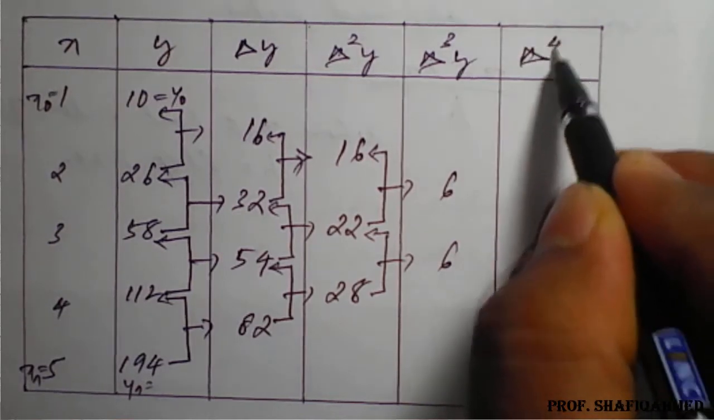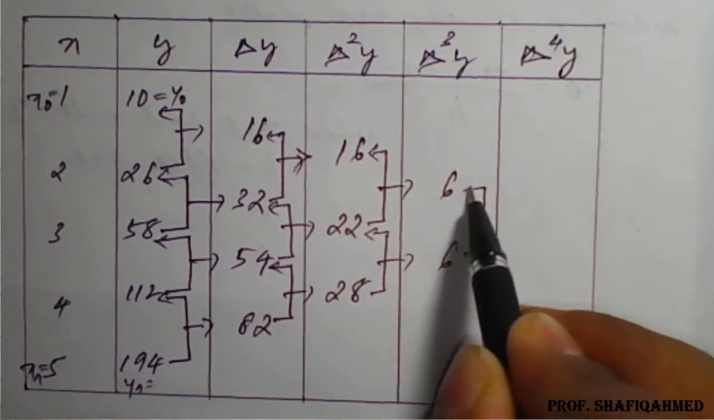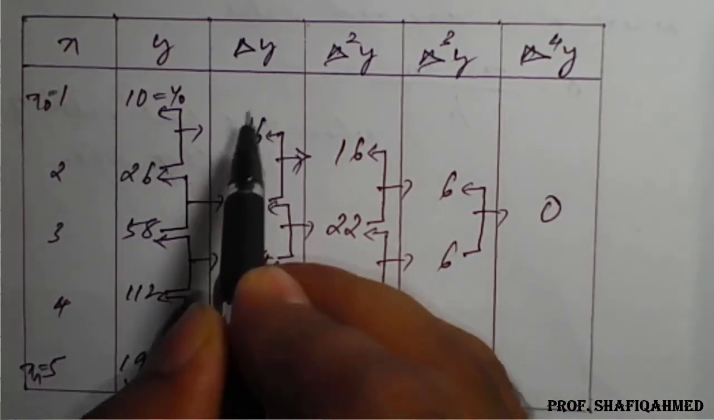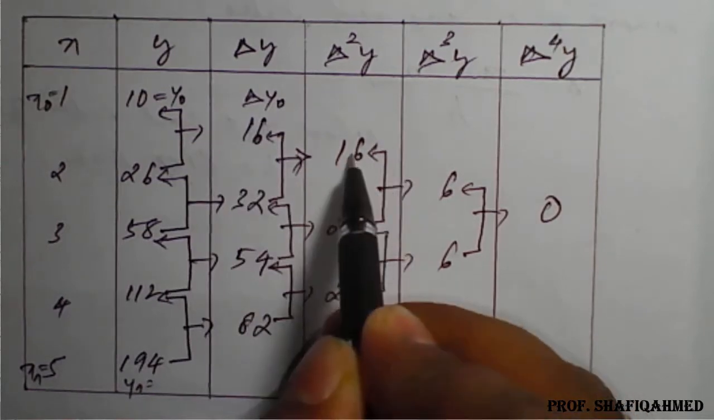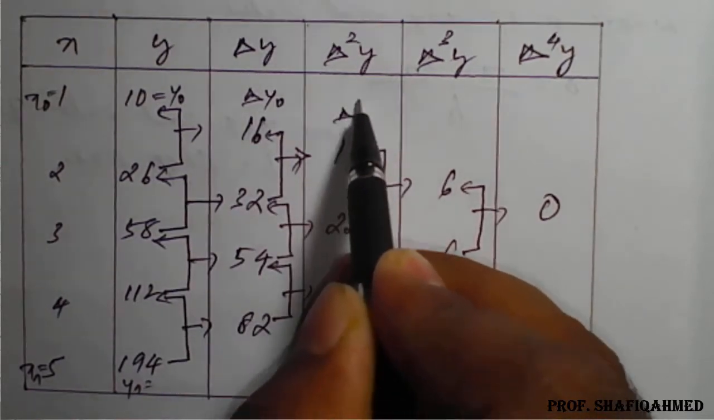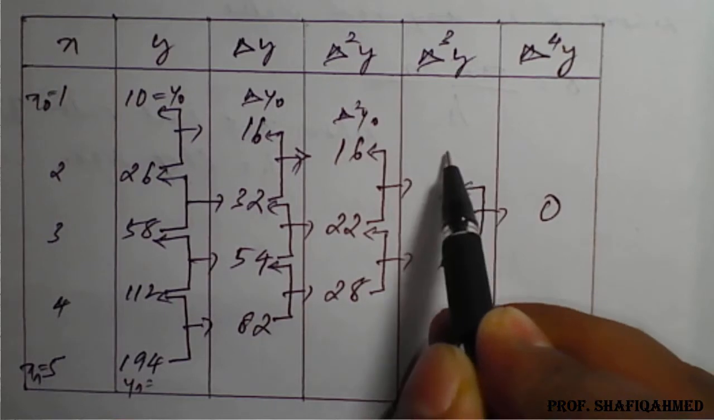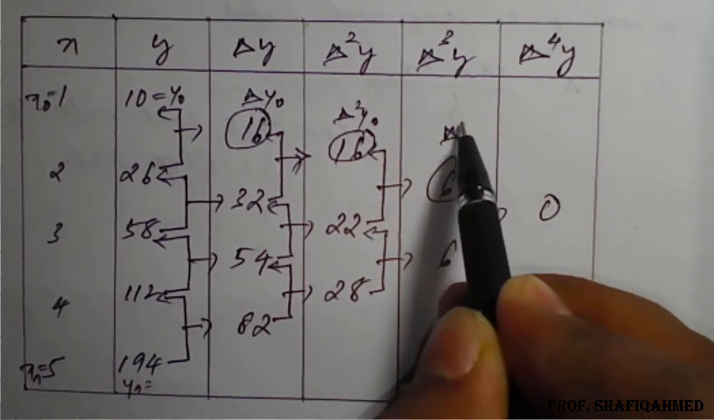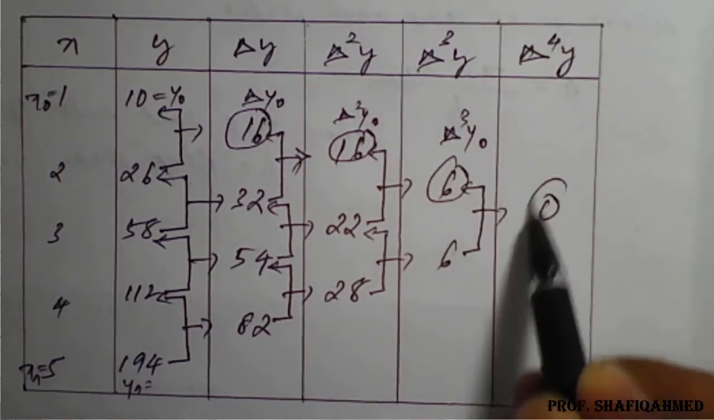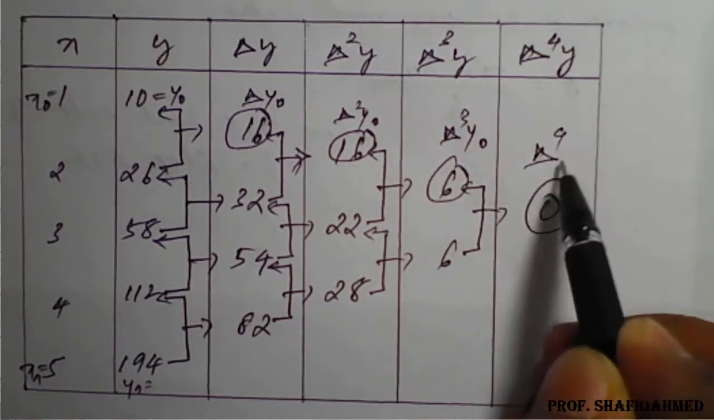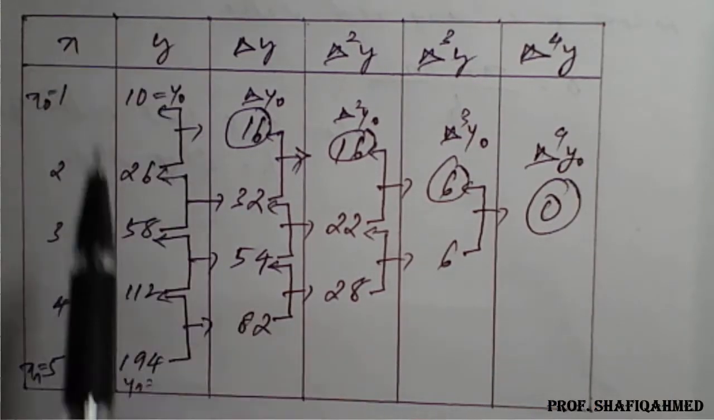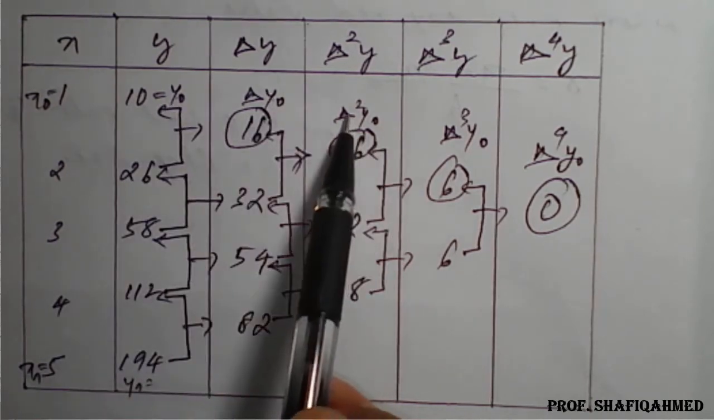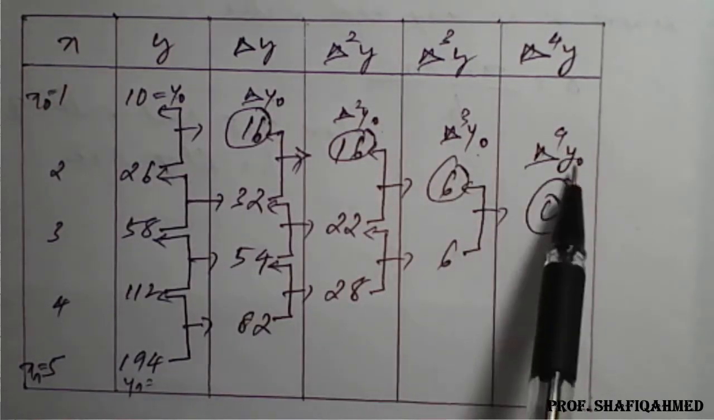Next, delta 4 of y: we subtract 6 minus 6, which is 0. So this is y naught, this is delta of y naught, this value is delta square of y naught, this 6 is delta cube of y naught, and this answer is delta 4 of y naught. As per the requirement, we apply the forward formula, so I will take y naught, delta of y naught, delta square of y naught, delta cube of y naught and delta 4 of y naught.